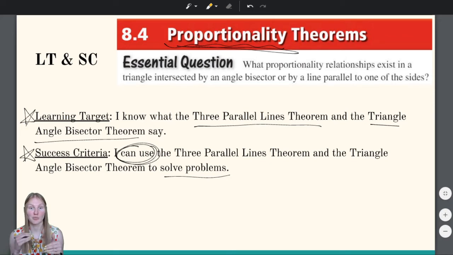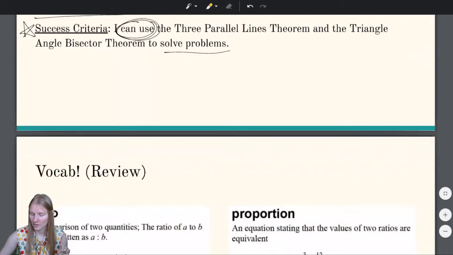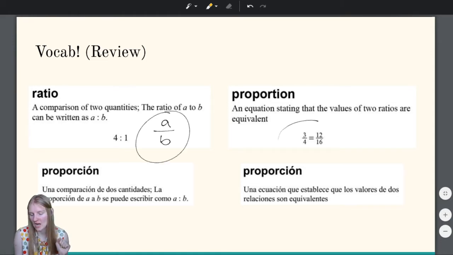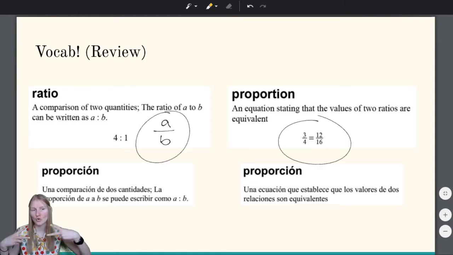So you might notice a pattern. That's kind of recently been our learning target and success criteria: what are these theorems? How can I use them? So, without further ado, we're going to again review ratios. A ratio of A to B can be written as a fraction, and a proportion is when I set two ratios, or two of those fractions, equal to each other.